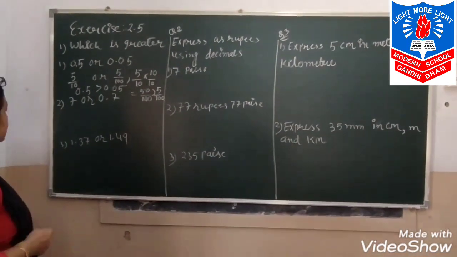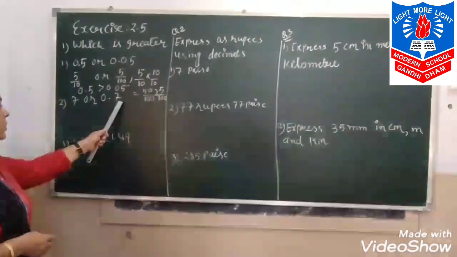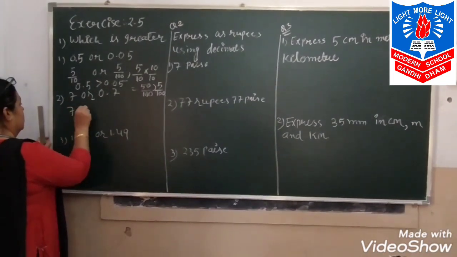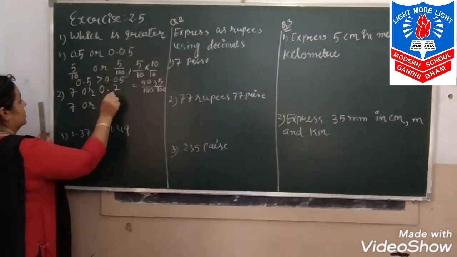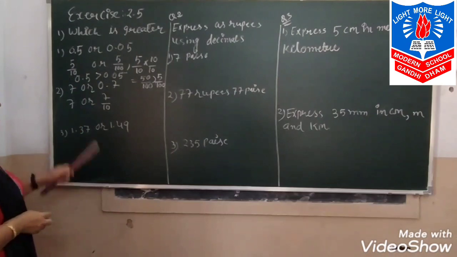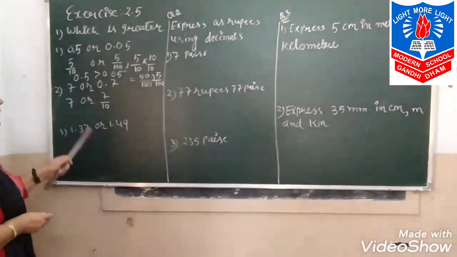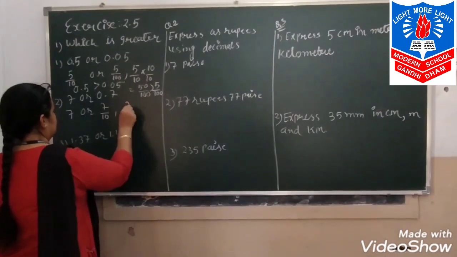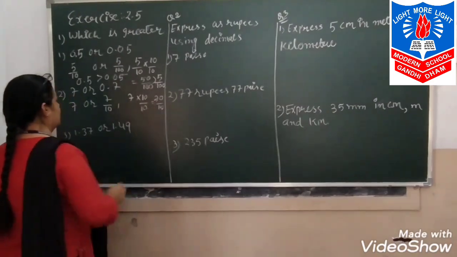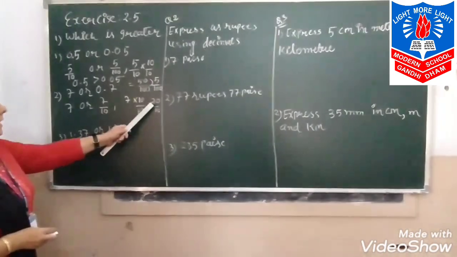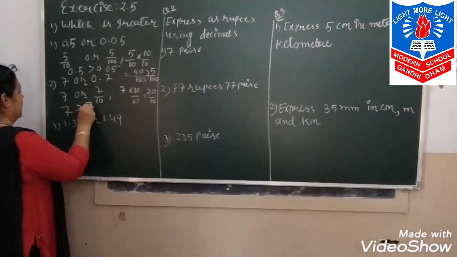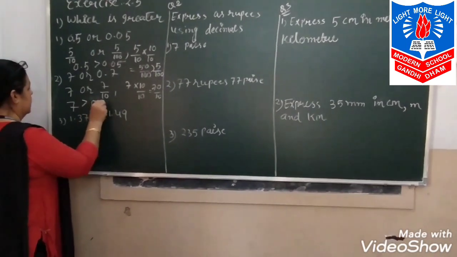We solve another example. Here 7 and 0.7. Here 7 is small, or here 7/10. Here 10 is not given, so I multiply 7 by 10/10, which is equal to 70/10. Here is 7/10 and here is 70/10. So 7 is greater than 0.7.